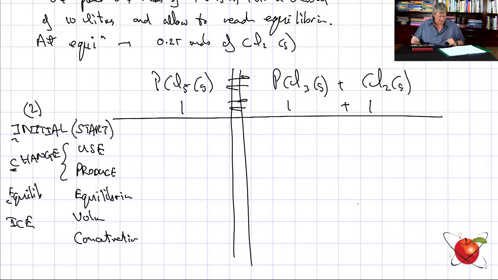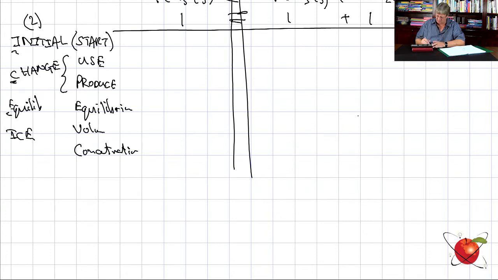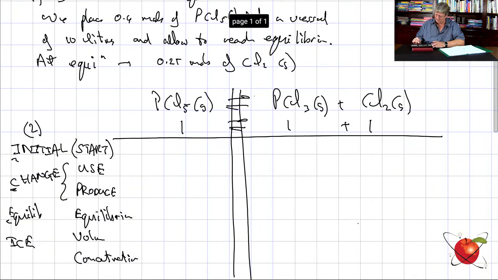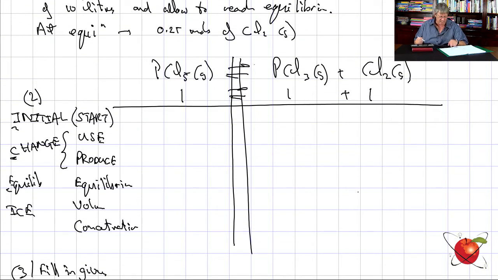Now, let's have a look. Okay, so we've got the table. The next step, number 3, step 3 is fill in what's given. On the given side, what did we have? We had at equilibrium 0.25 moles of chlorine gas. The volume I'm putting in was 10 liters, which is equal to 10 decimeters cubed.